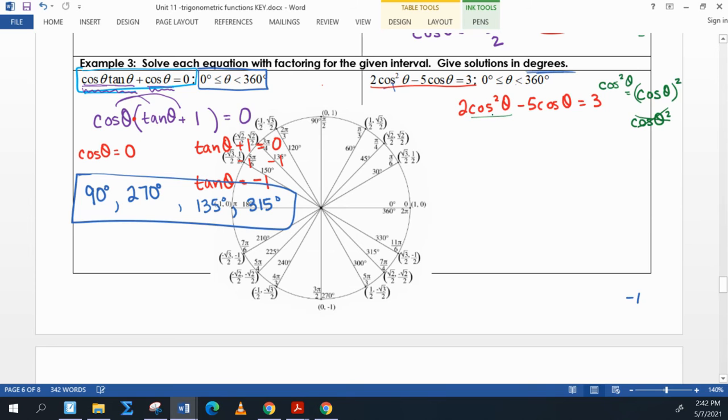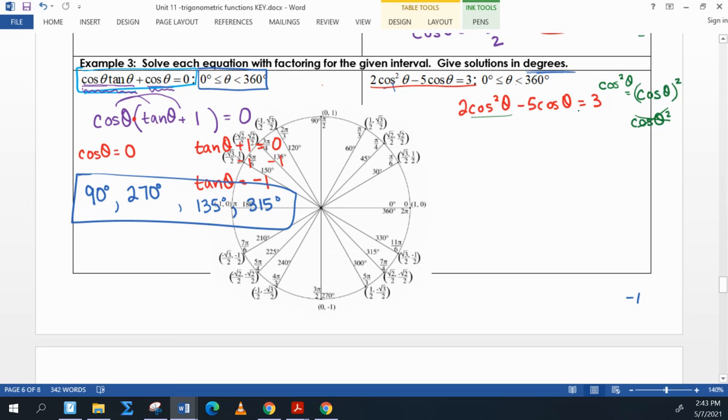So when you see it like this, it really just means cosine of theta squared. Okay, so it's the same type of thing. When you're doing this, we can use a little bit of what we call u substitution, but you can even just think of this as an x squared, or an x right here.